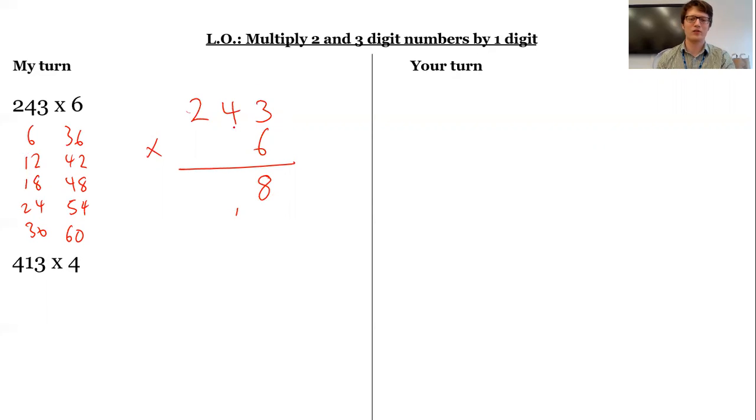Again, put the 8 in the 1s column, regroup the 10. 6 times 4 is 24, add that 1 gives me 25. Again, I'm regrouping, can see 25 like that. 6 times 2 is 12. Add those 2 gives me 14.